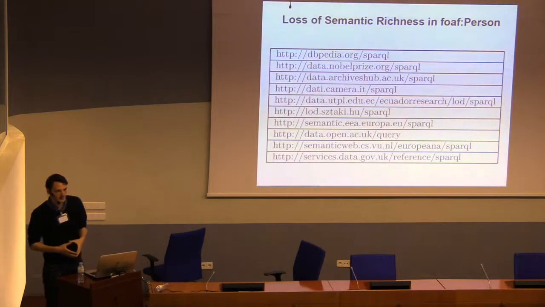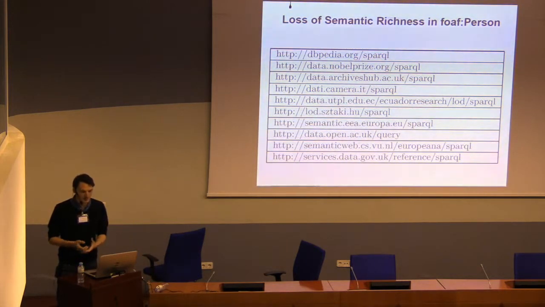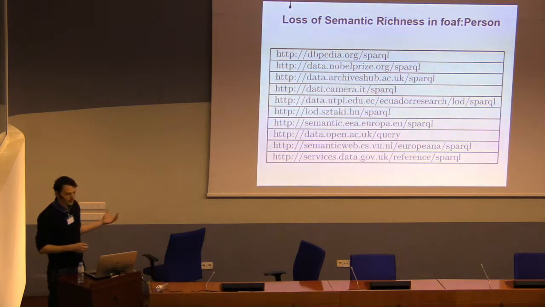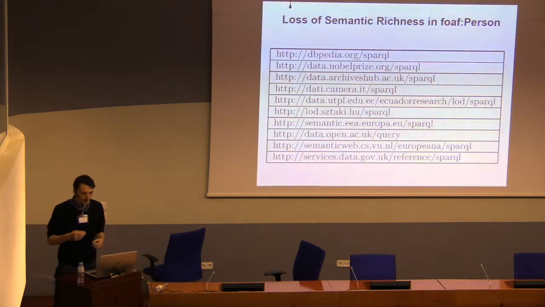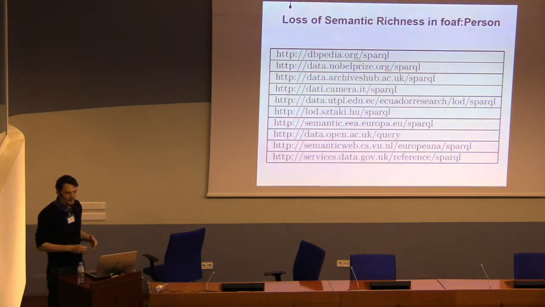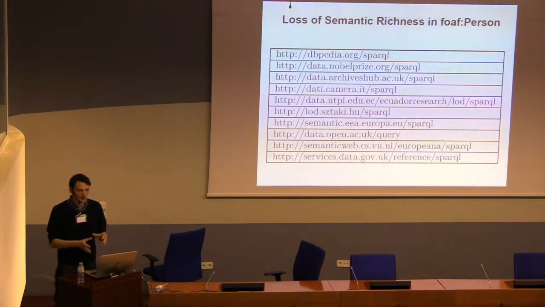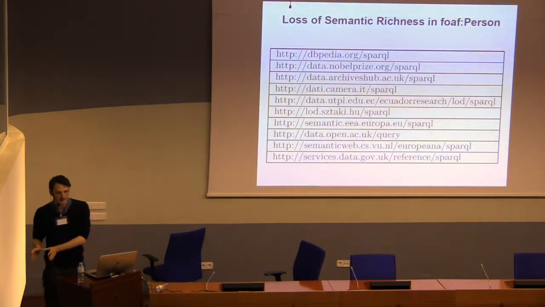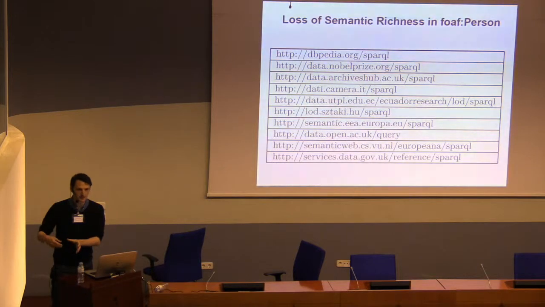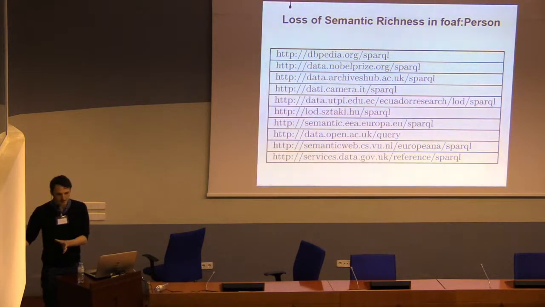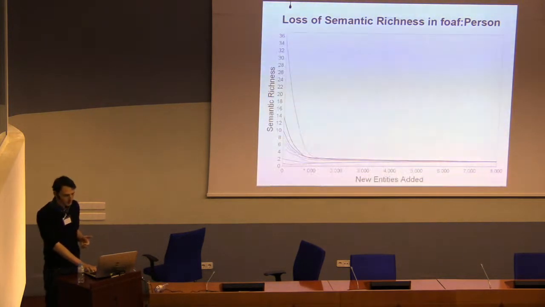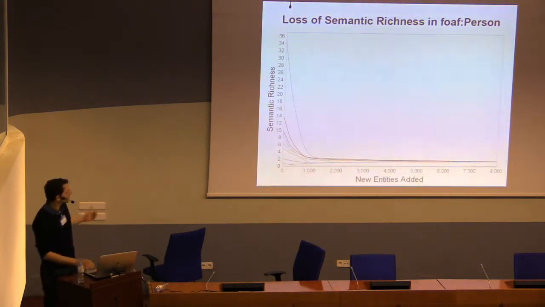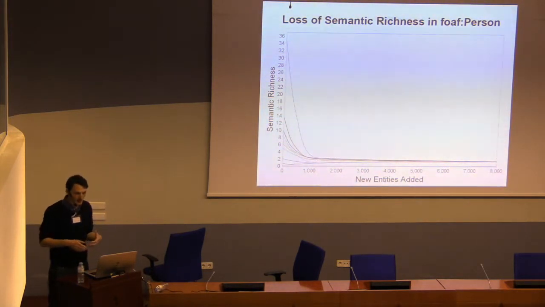And to evaluate if the semantic richness actually decreases, I looked at the concept of person from 10 different databases on the web, and I evaluated the semantic richness of this concept within each of these data sets. Then I started adding to these data sets more and more entities taken from other data sets to see how much the semantic richness would change. And this is the result I get. You can see that the semantic richness decreases quite quickly as you add more entities.